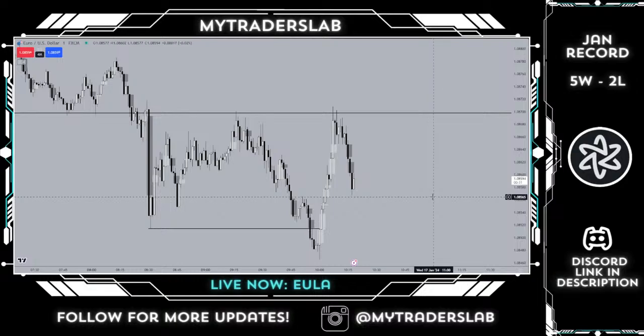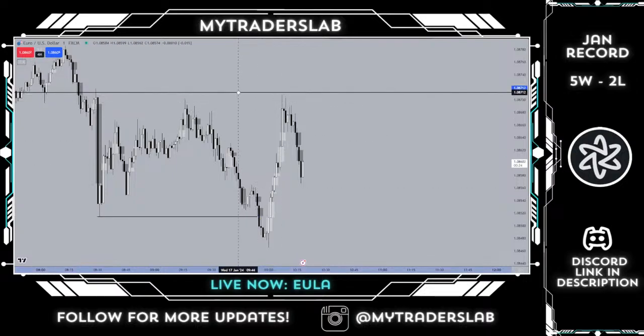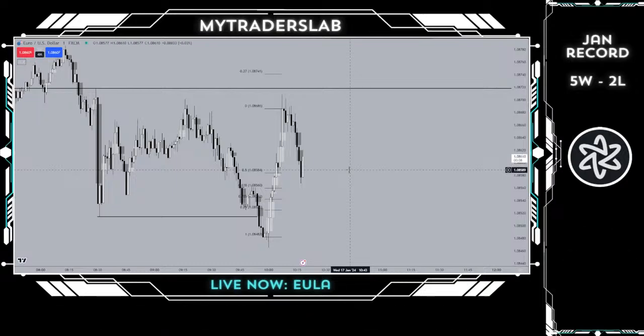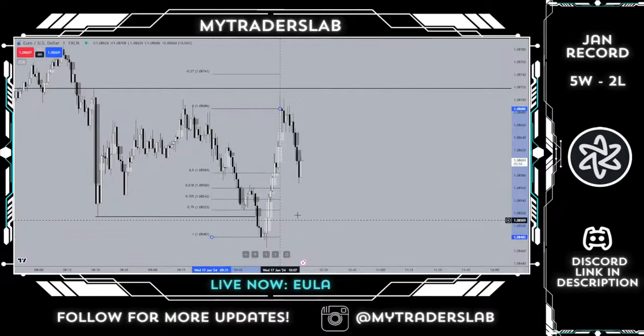Nice little OTE retracement on the euro actually. Double tops here. Oh, we might actually have an entry. But there's still so much below, you know, so dangerous. So ideally it actually taps this breaker block here, but unfortunately it doesn't seem to want to do that.